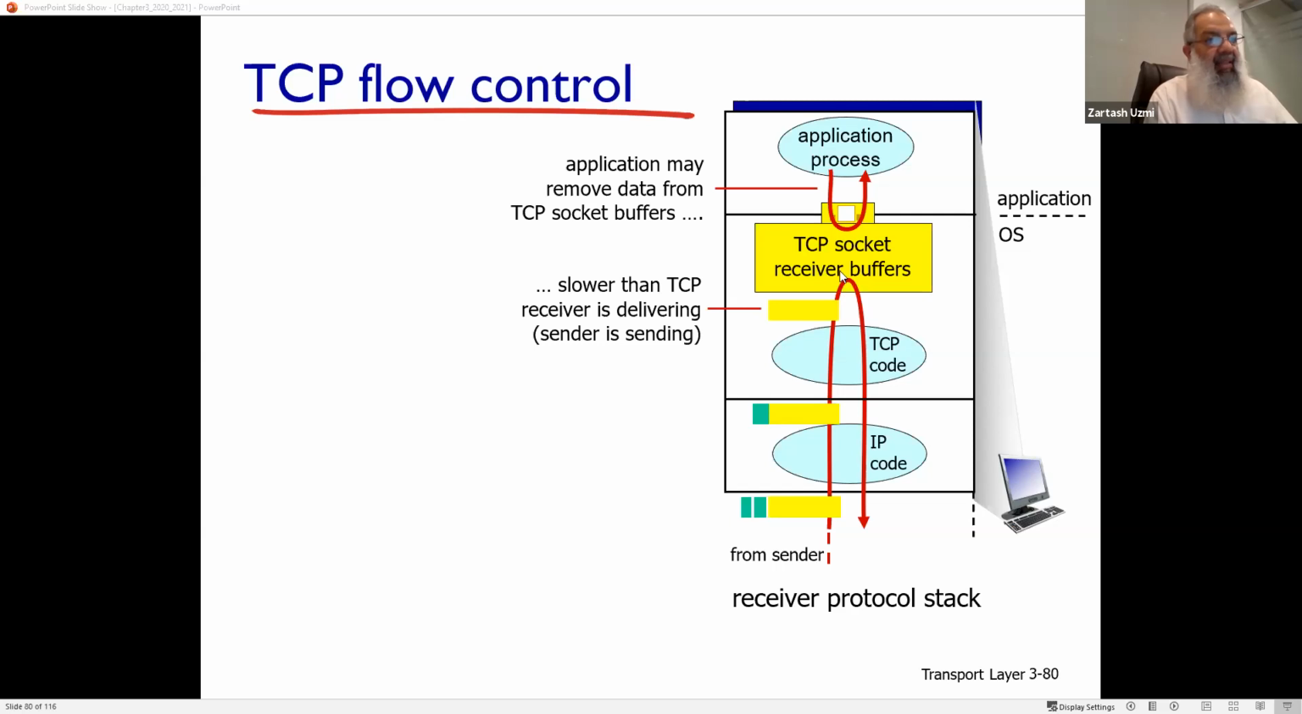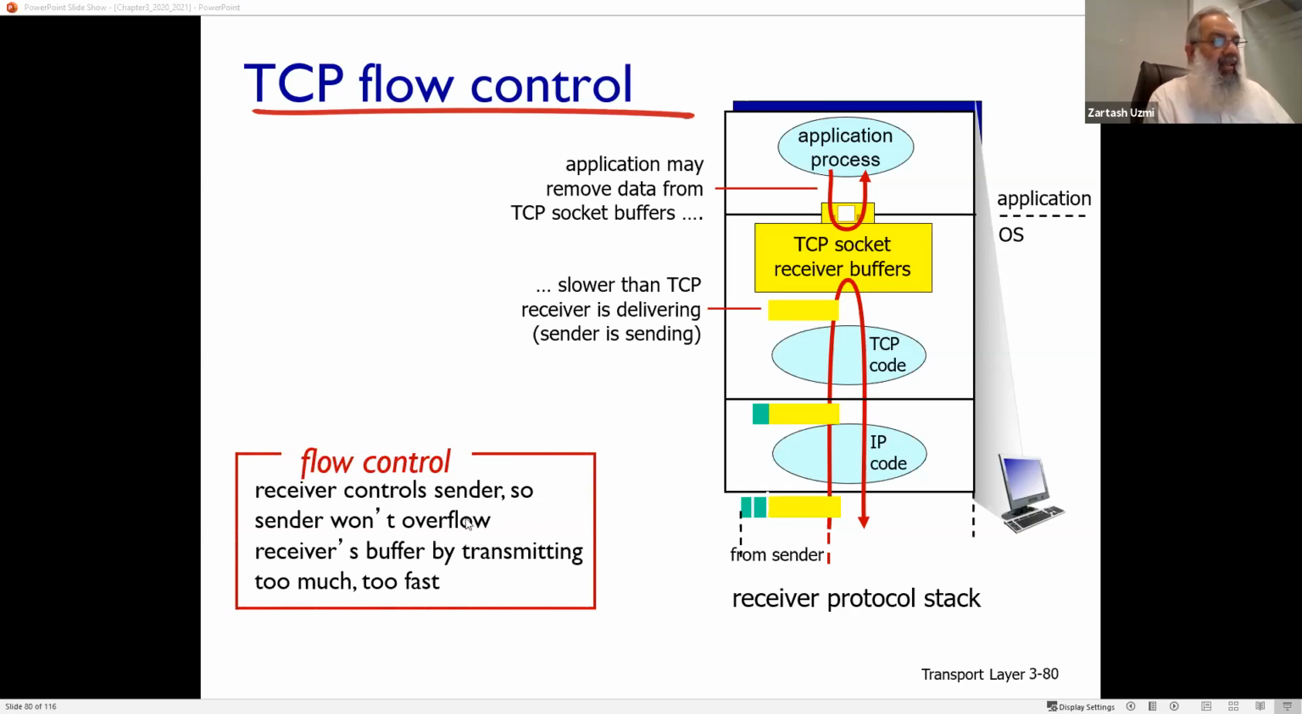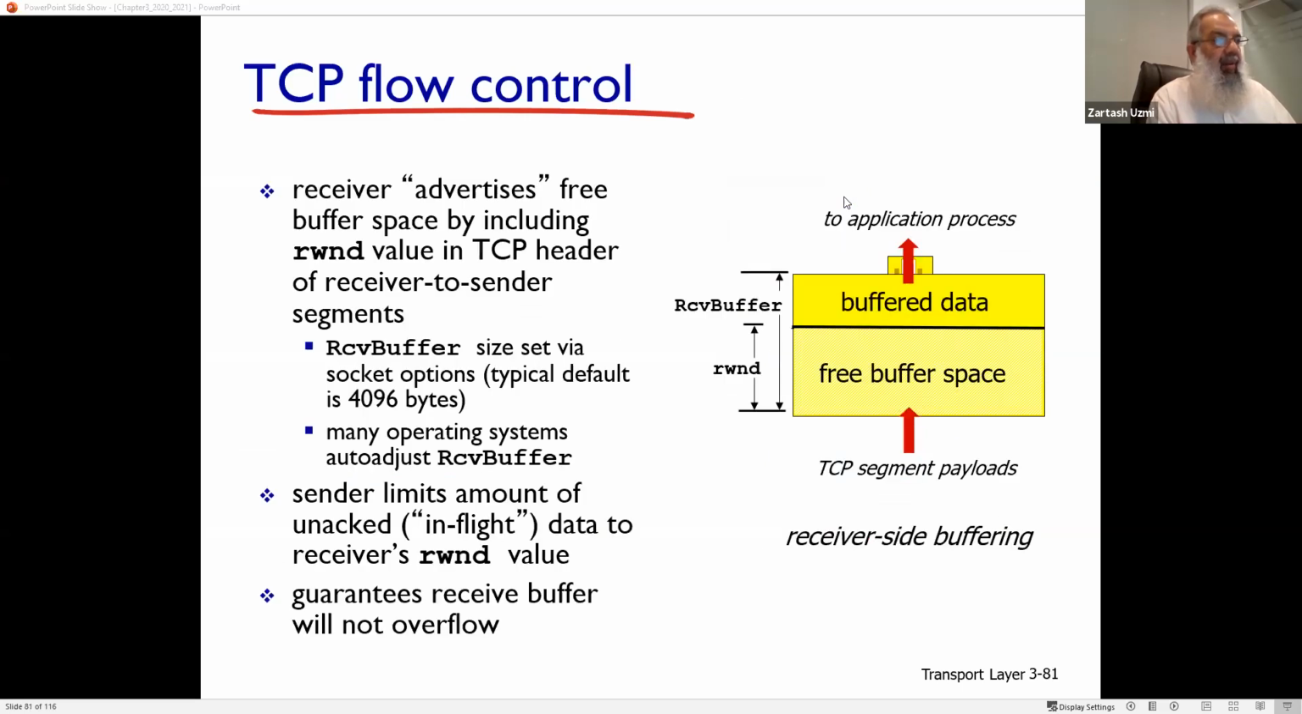So you have to tell the sender to slow down because my application process is slow. So you only allow the sender to transmit enough data that your receive buffer does not overflow. So that means that you're telling the sender to slow down so that it does not overwhelm the receiver because the application process is slow. This is called flow control.